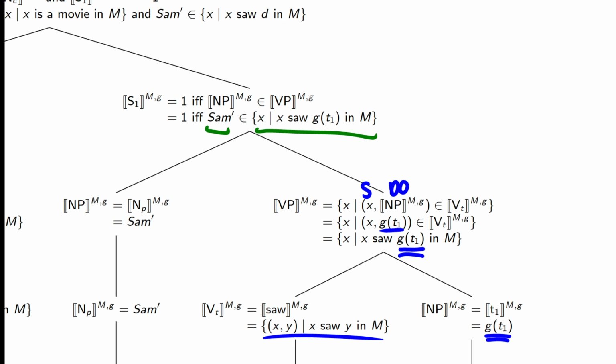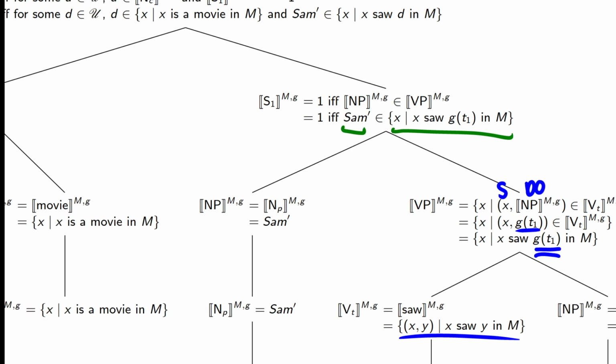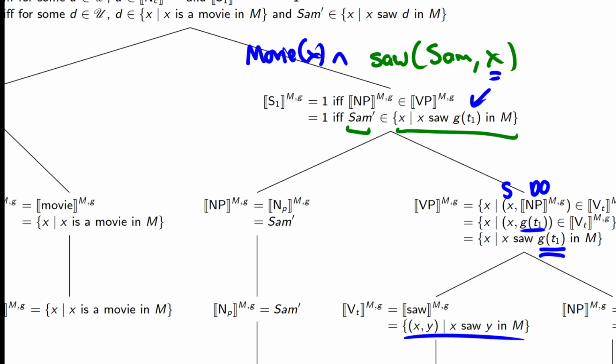So now we have to introduce the part where we have a movie, since Sam saw a movie. We know that Sam saw g of t1, which, by the way, in the predicate logic translation, we have at this point is saw Sam x. We don't know what x is. That corresponds to g of t1. But we're about to introduce the part where we have movie x, it's bound, and then movie corresponds with x. So we're about to introduce that part.